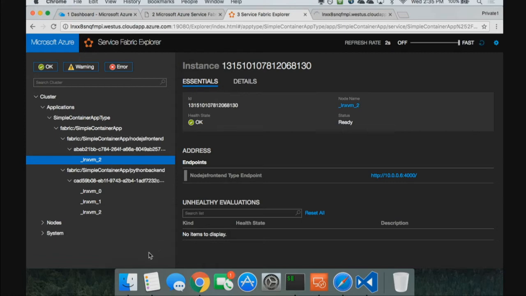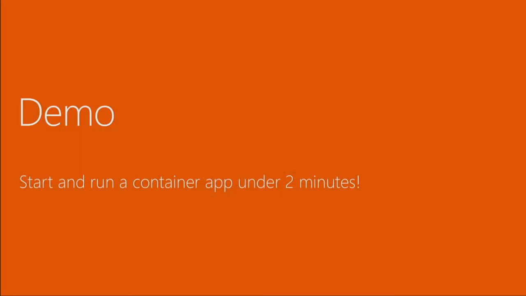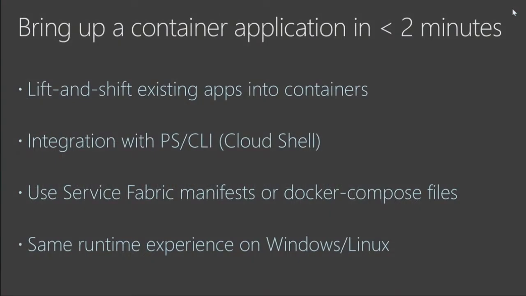Now let's keep going. Let me switch to 5. Okay. So that's what essentially I did. Like, I brought up a container application in 2 minutes. I couldn't show you the endpoint because I hadn't opened the port, but if I had opened the port, then you would have actually seen it as well. So basically lifted and shifted the existing apps into containers. I operated it with CLI in this case. You can do it with PowerShell as well.